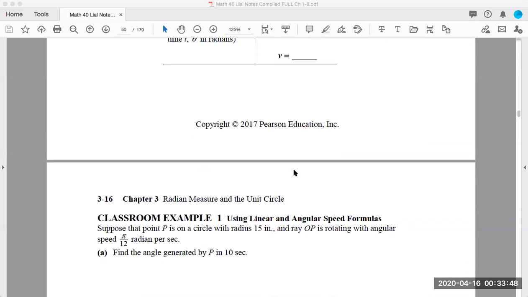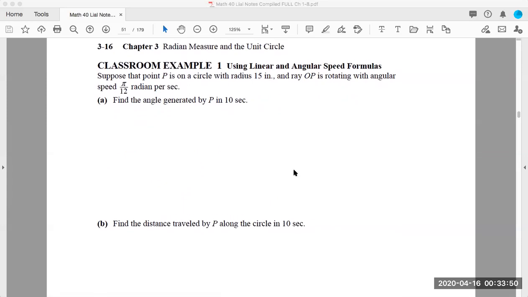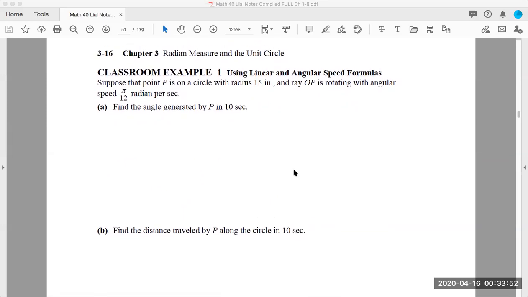Okay, let's go ahead and move into your example. We're going to start with part A. We have a point P on a circle with radius 15 inches, and a ray OP is rotating with angular speed pi over 12 radians per second. First thing we want to do is find the angle generated by P in 10 seconds.